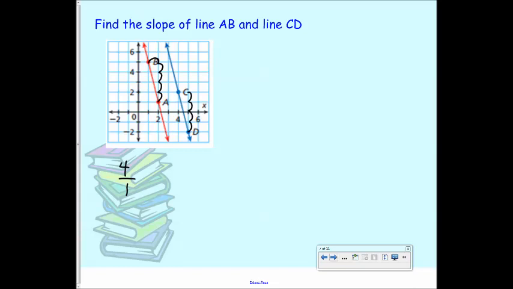So what do you notice about the slopes of these two lines? They're the same. So what rule do you think there is for parallel lines? Lines that are parallel should have the same slope. And it should be completely identical. If one of them is negative, the other one should be negative.